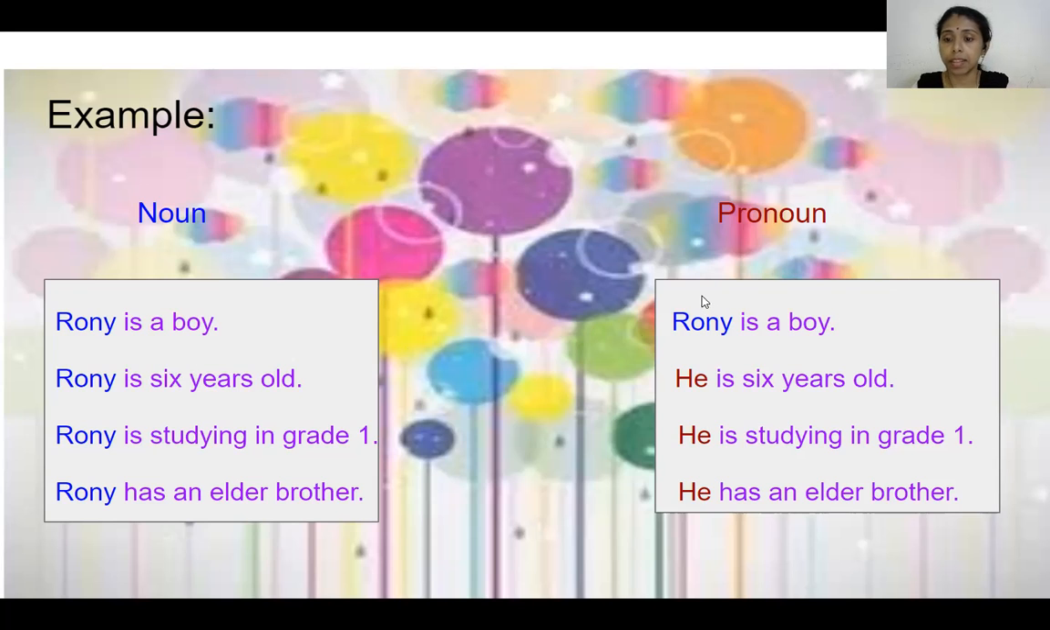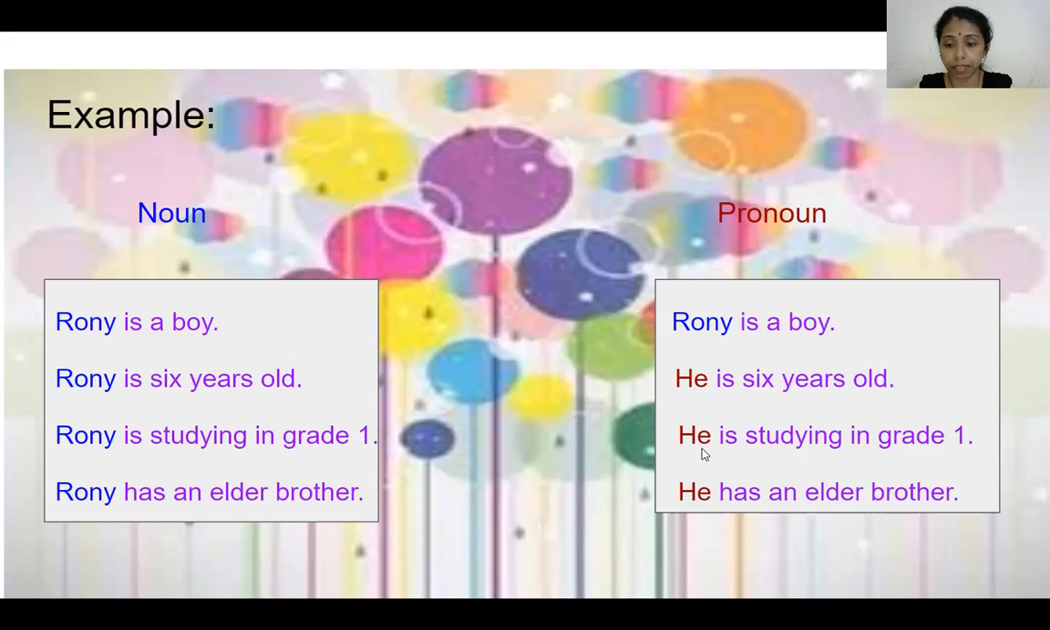See here in the second box, first sentence I wrote as Ronnie is a boy. And the second sentence I wrote he is 6 years old. That means at the place of Ronnie, I mentioned he. So he is a pronoun word, and he is used at the place of noun, that is Ronnie.